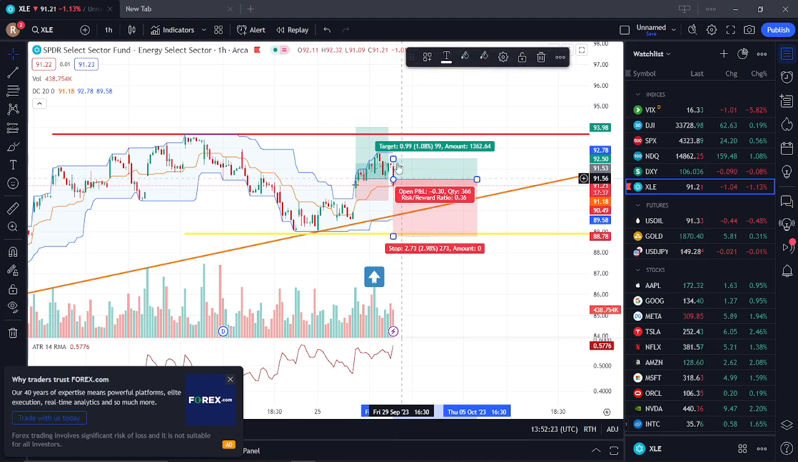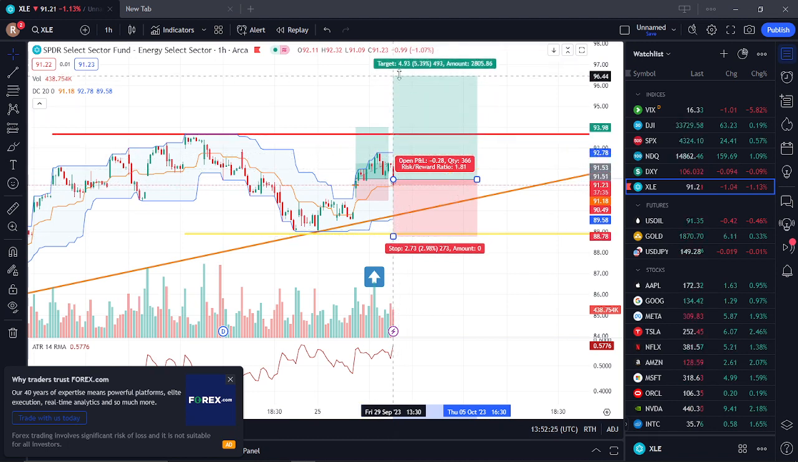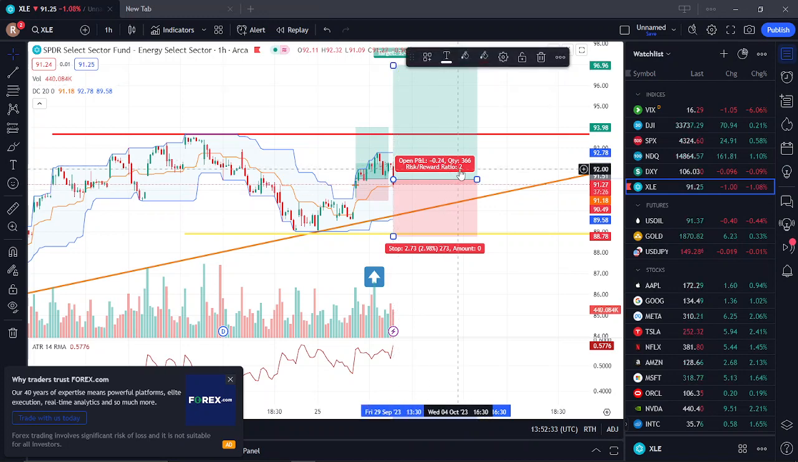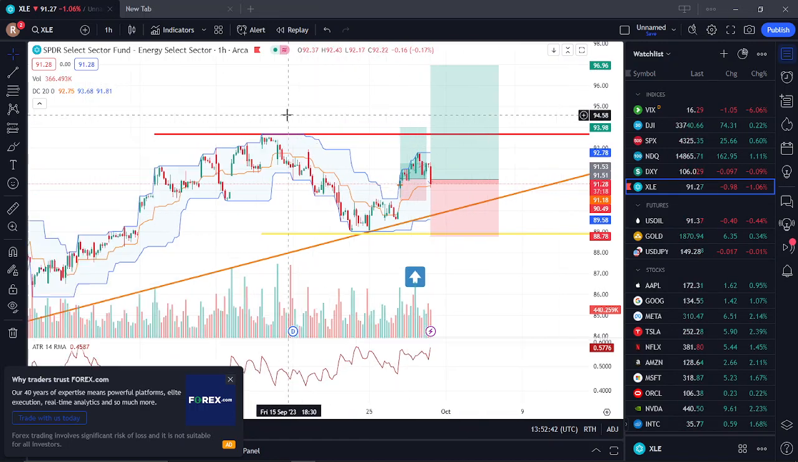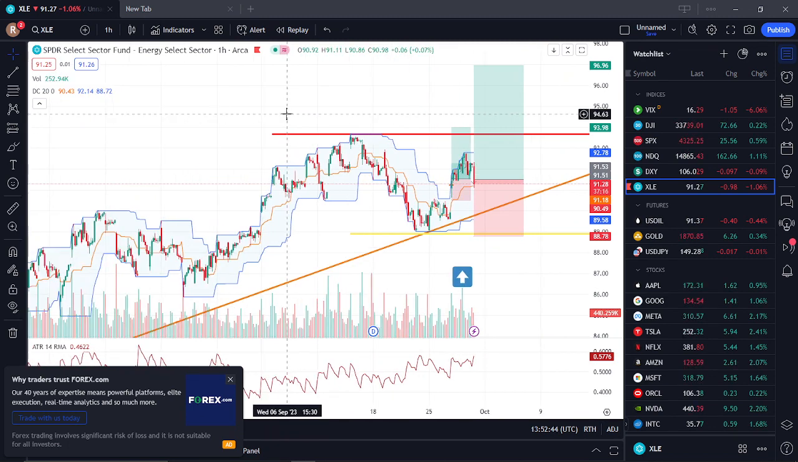This is my stop loss. So let's get it to at least a 1-to-2 ratio. Okay, risk reward 1-to-2. And so my profit target is around 97. Yeah. So for every dollar I risk, I gain $2.